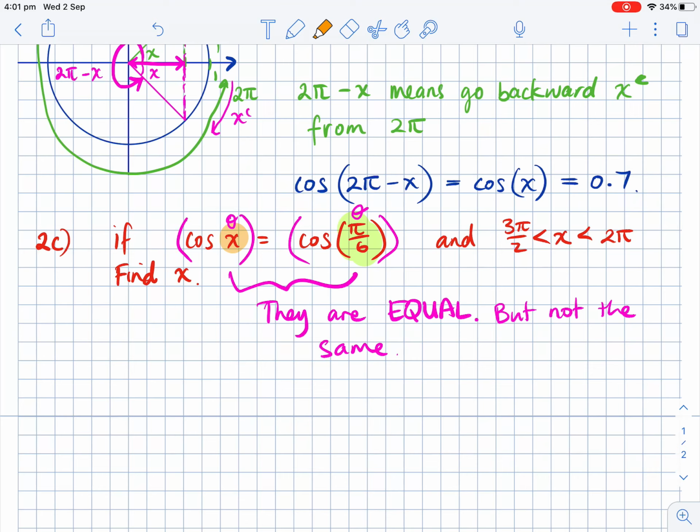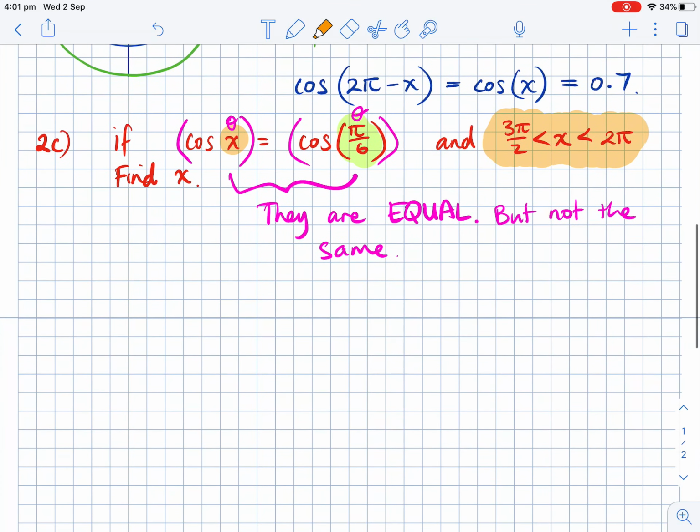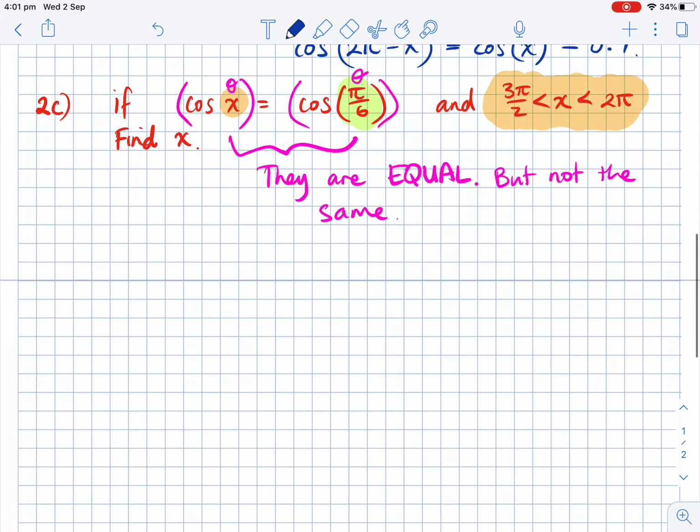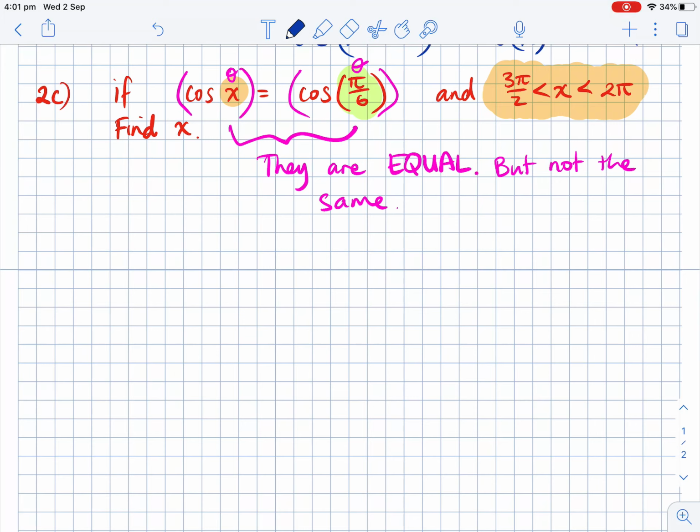Alright, so let's work this out. Let's start thinking about this in a little bit more detail. They also tell me over here that x is between 3 pi on 2 and 2 pi. So let's work out, well, where is 3 pi on 2 and where is 2 pi? Again, these are angles. x is an angle, so we want the angle in the unit circle to be between 3 pi on 2 and 2 pi.